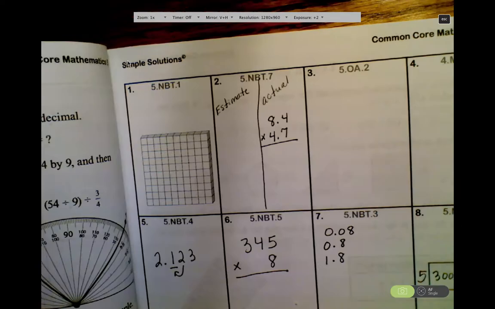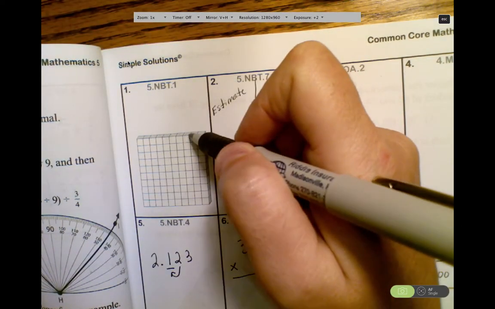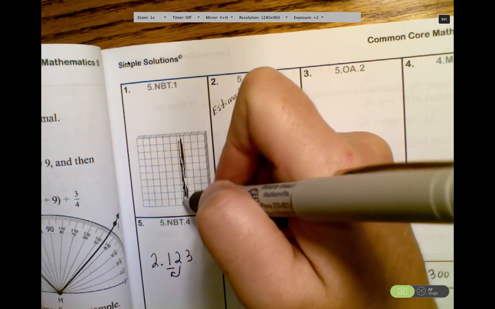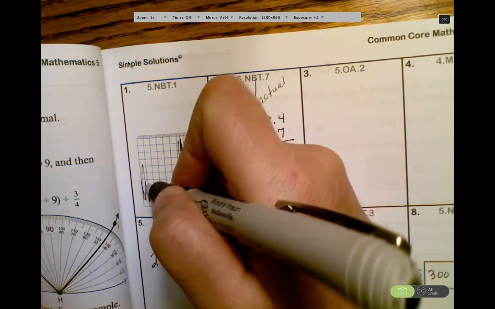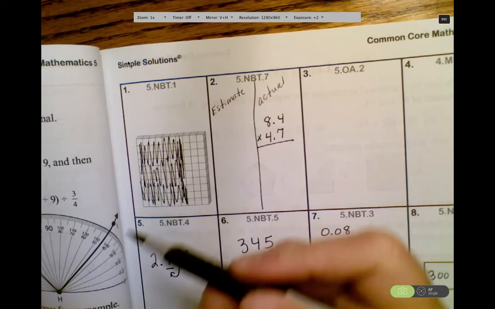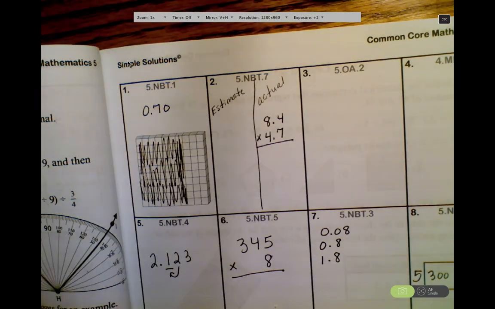All right, we are starting with the first model that's asking us to shade in 7/100s. So I would shade in all of these and then write it as a decimal, and it would be 70 hundredths.